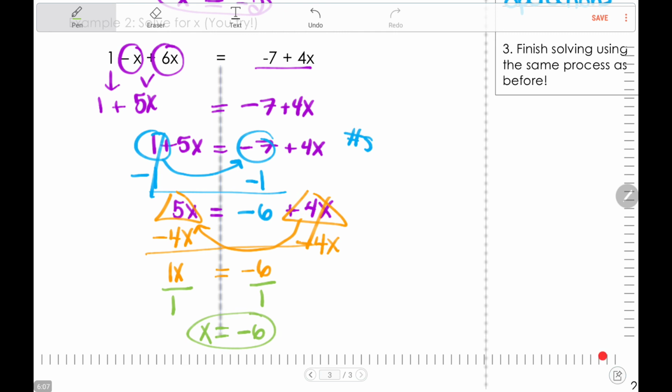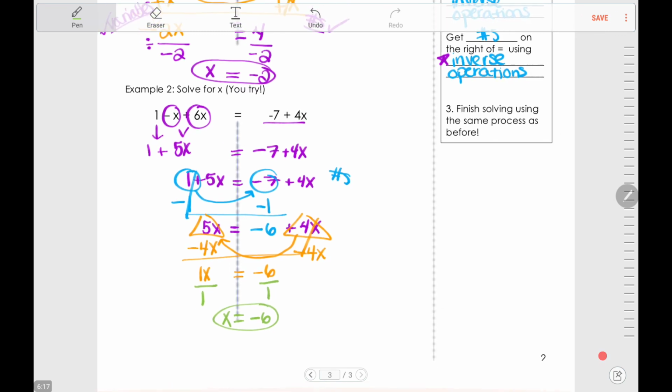Is that what you got? If so, great. If not, where did you make a mistake? Check through your work, look it over, try to pinpoint exactly where you made the mistake. If you still have questions, make sure to jot them down here so that way you can ask tomorrow.